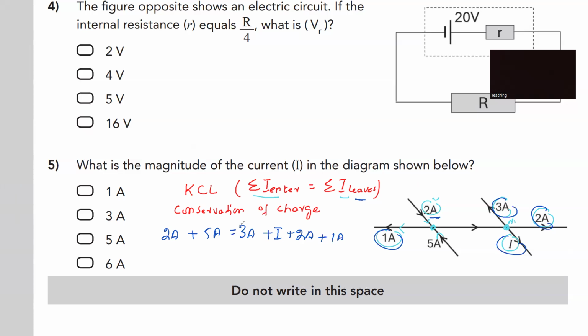Now just rearrange the values and you can get the answer. 5 plus 2 is 7 ampere, equal to, on the right hand side, 3 plus 2 is 5 and plus 1 is 6, so 6 ampere plus I. What is the value of I? I is equal to 7 ampere minus 6 ampere, so I is equal to 1 ampere. The right answer here is 1 ampere. This is the method to find the current here.